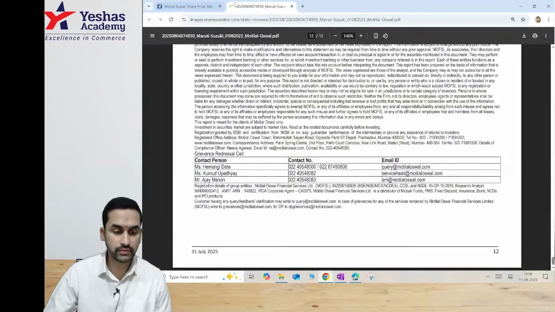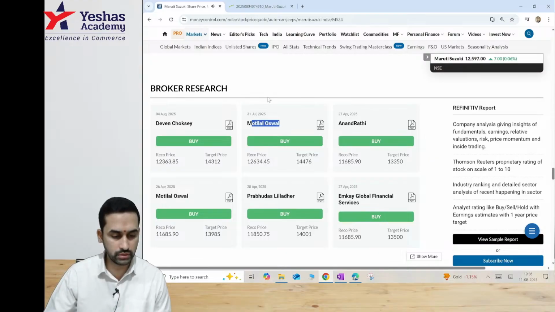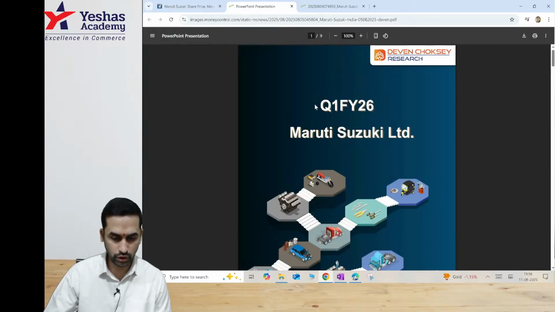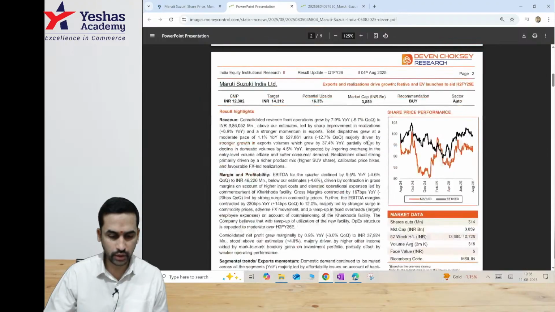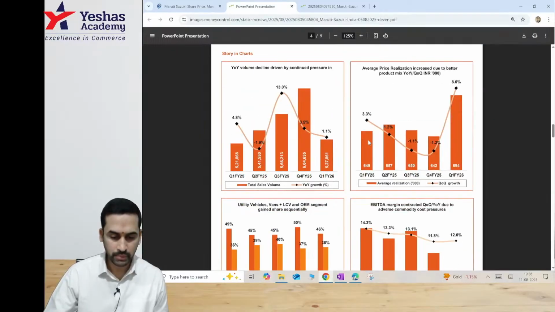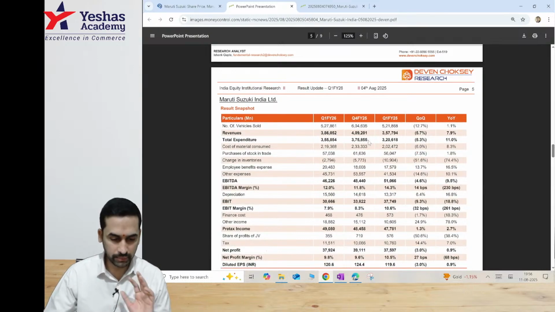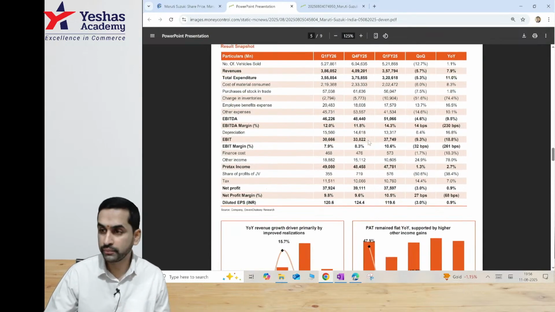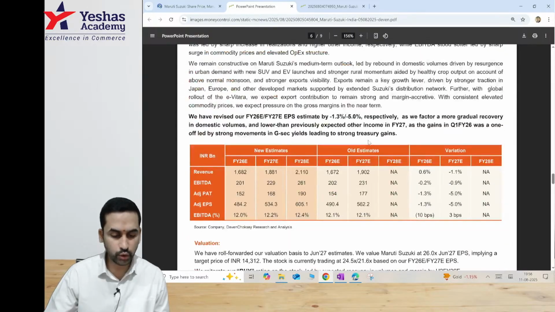Now, I'm going back to the Money Control website. I just showed you one report of Motilal Oswal. You can click on other reports also. This was Devin Choksi research on Maruti Suzuki. They have also published. Yeah, you don't have to read everything, but for learning purposes, as a sample, 2-3 different companies, 2-3 different PDFs you can download and go through.